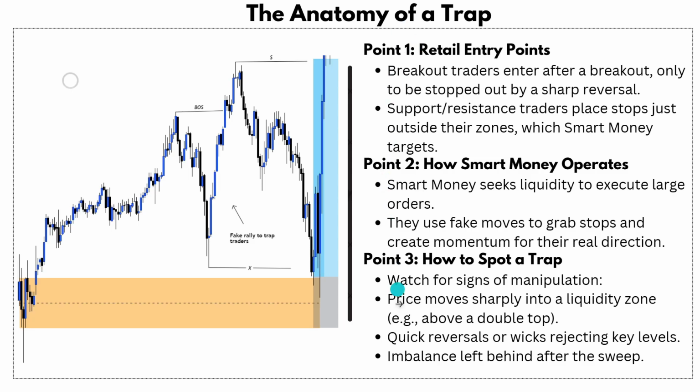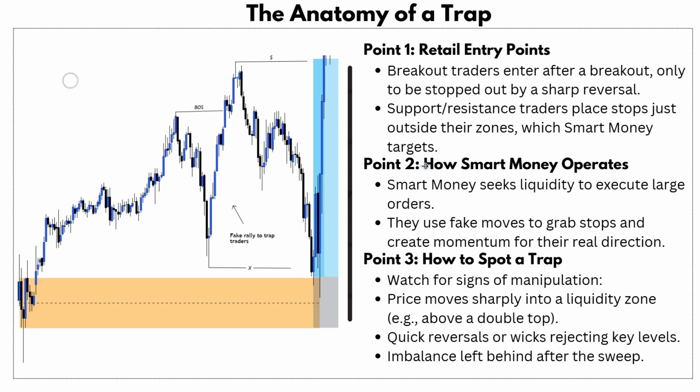Now let's get into the anatomy of a trap. Let's go through our 3 points. So our first point is our retail entry point. Breakout traders enter after a breakout, only to be stopped after a sharp reversal. Support and resistance traders place stops just outside of their zones, which smart money targets.